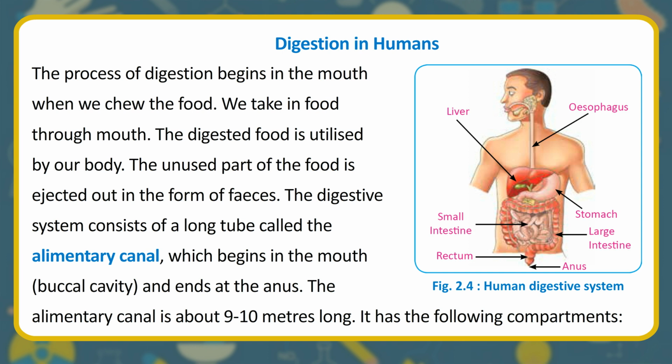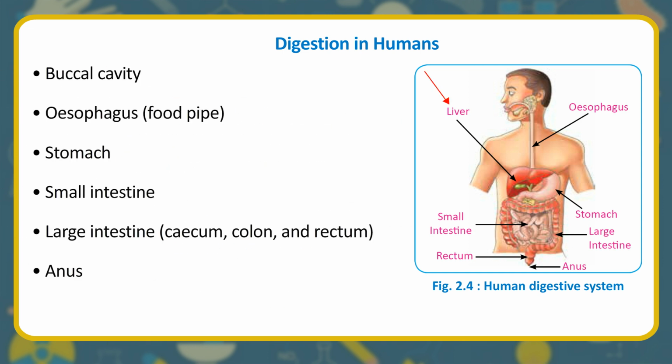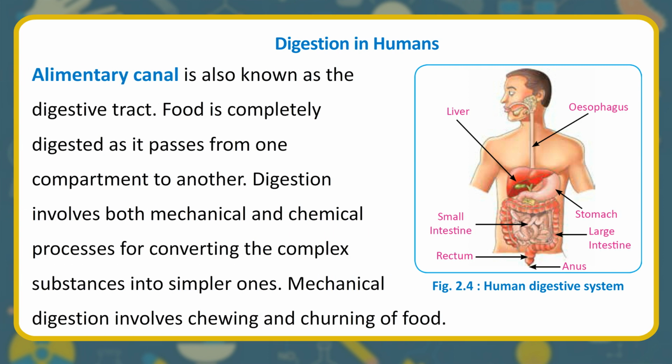It has the following compartments: buccal cavity, esophagus, food pipe, stomach, small intestine, large intestine, cecum, colon, and rectum, anus. Alimentary canal is also known as the digestive tract. Food is completely digested as it passes from one compartment to another. Digestion involves both mechanical and chemical processes for converting the complex substances into simpler ones.